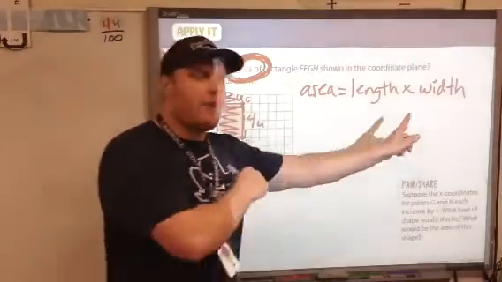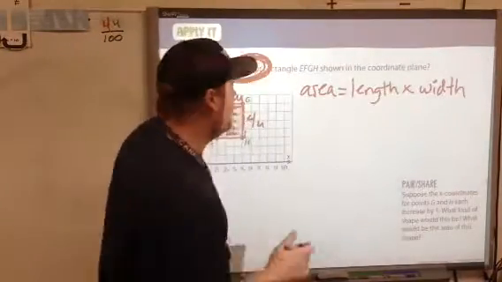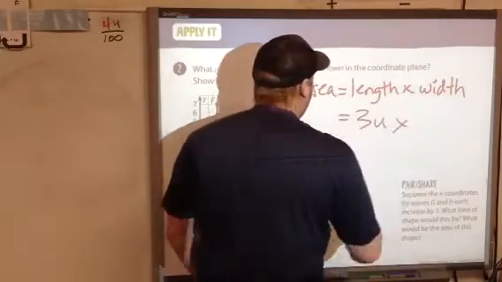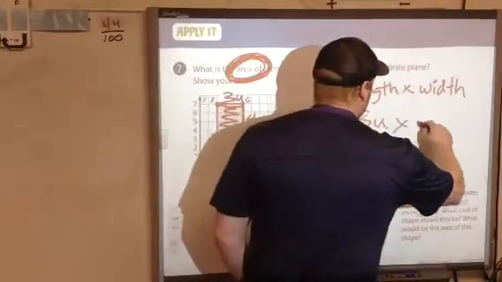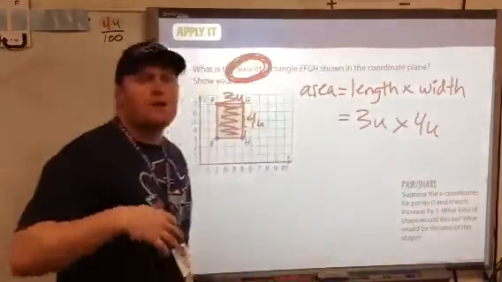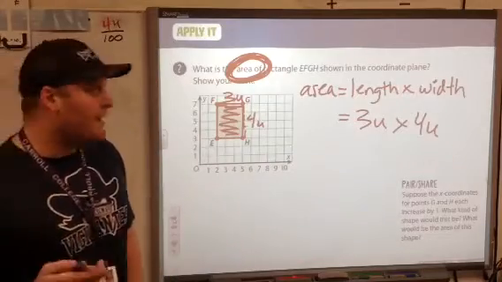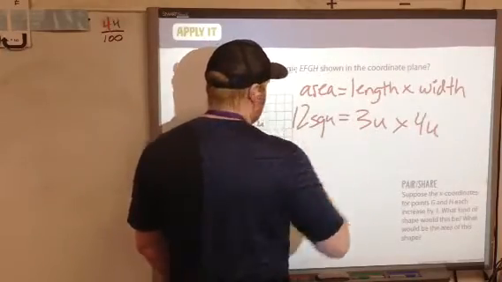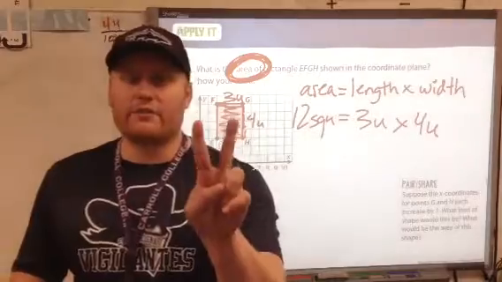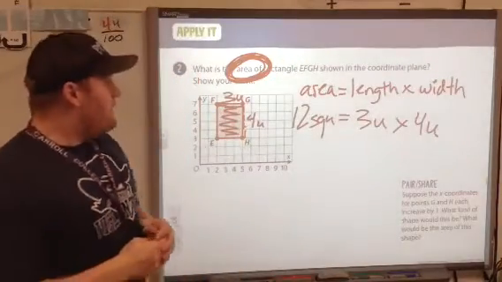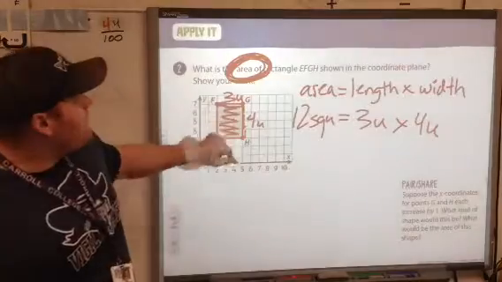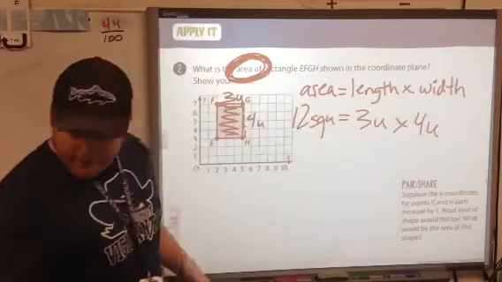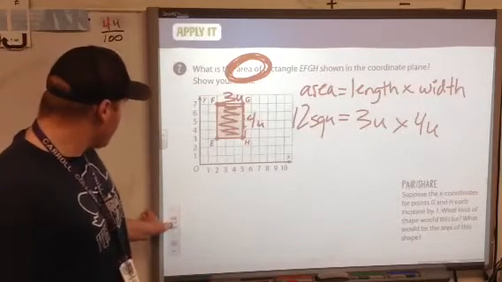Now, I go back to my equation. Area is length times width. So, my length, I said, was 3 units, times my width, which is 4 units. And I know my math facts, 3 times 4 is, you got it, 12 square units. Square units, right? Two-dimensional figure, we use square units. And there you have it, guys. The area of rectangle EFGH is 12 square units. Nice work.